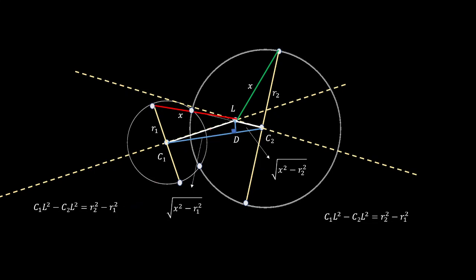But if I expand the C1L square, if you look at this distance, the C1L square, according to Pythagoras, should be C1D square plus DL square, and the C2L square, this distance, according to Pythagoras, will be the sum of C2D square and DL square. And if you do that, then in the next step you see that the DL square and DL square cancel out, and then you see that C1D square minus C2D square is constant.